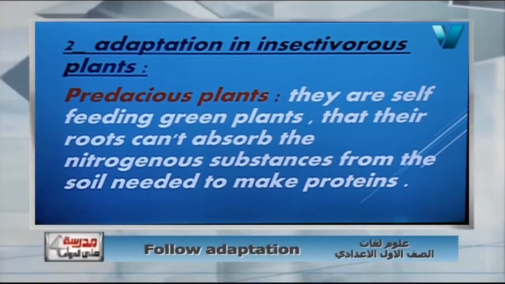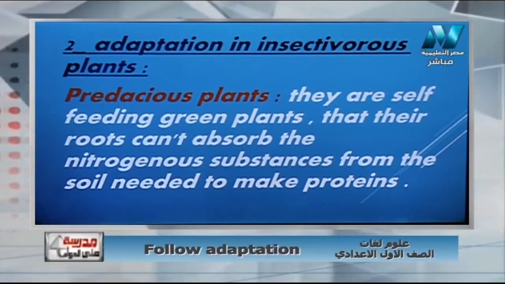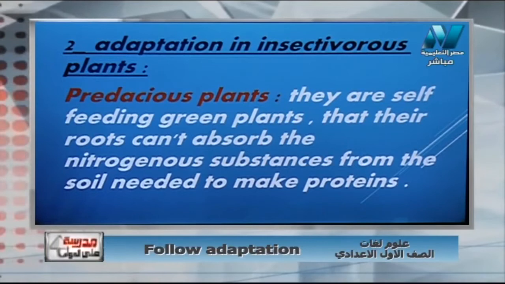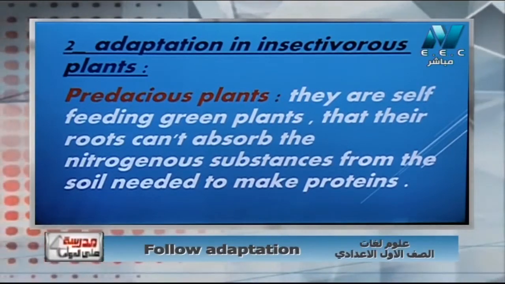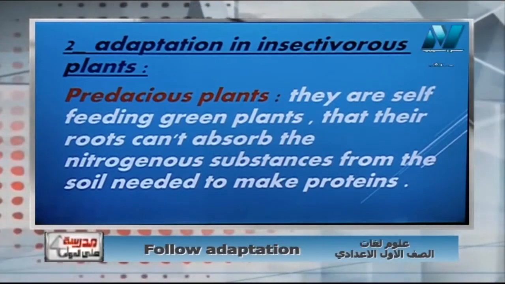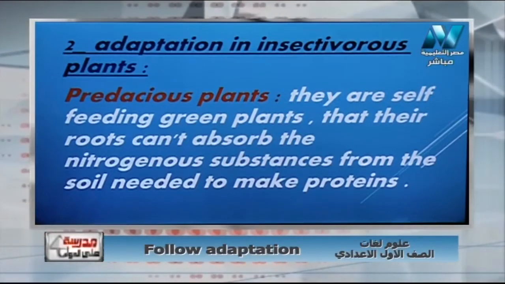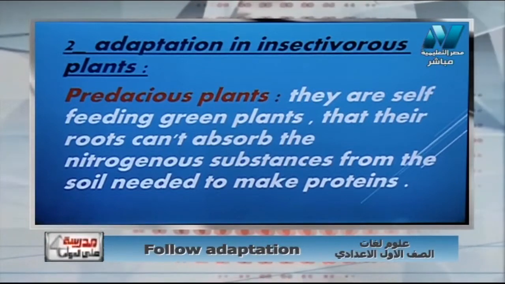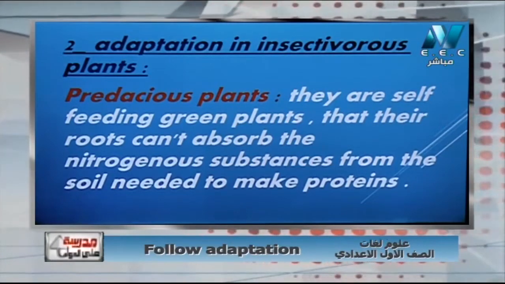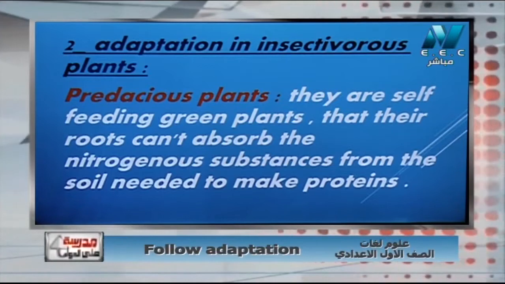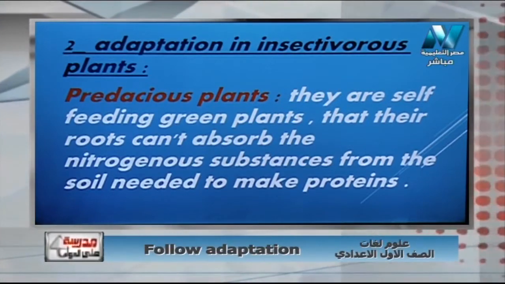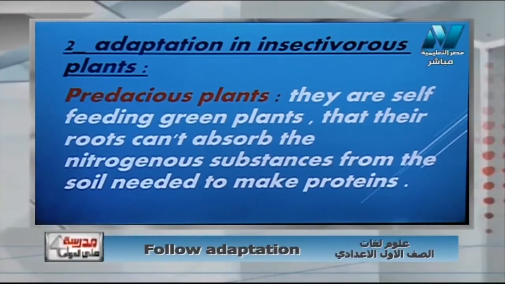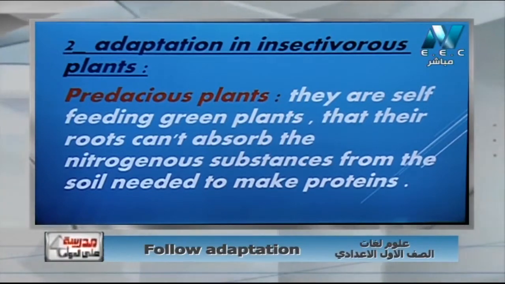So what can they do? They can bring nitrogen or bring protein delivery. If any mother can't make food, she can ask any restaurant to send food delivery. So these plants need to get protein, but they can't make protein. But what can they do? They can bring protein delivery. From what? From insects. Just from insects.